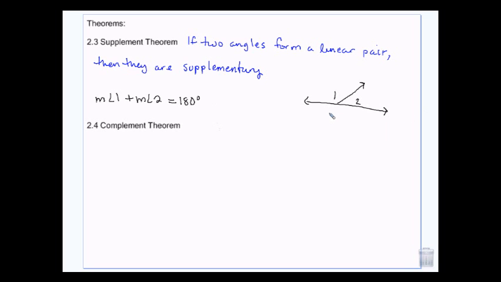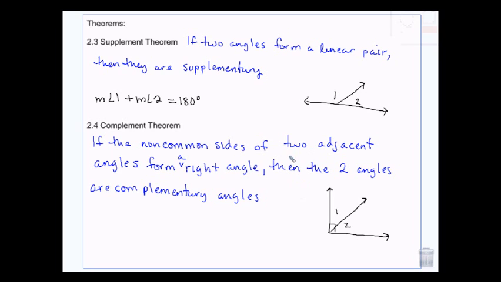We also have the complement theorem. Basically what this says is if you have the non-common sides of two adjacent angles, these are the non-common sides, and if those two sides form a right angle, then the two angles are complementary. So the measure of angle 1 plus the measure of angle 2 will equal 90 degrees. Again, we already knew this, but now it's a formal theorem.